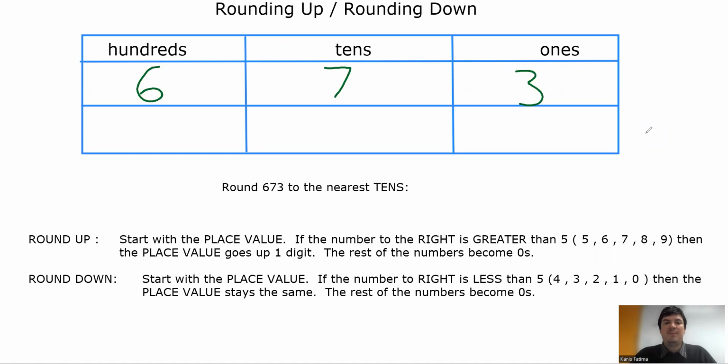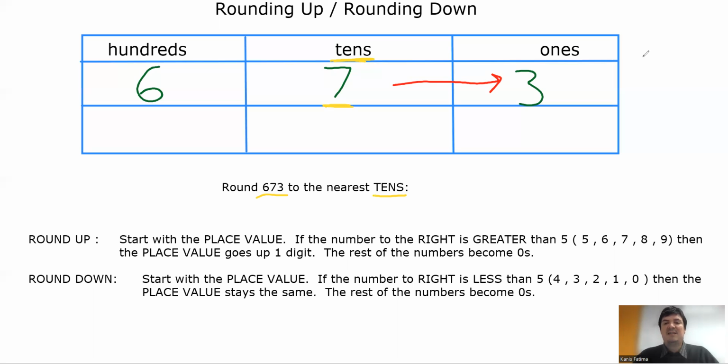So looking at our example, round 673 to the nearest tens. Our place value says tens, so we start in the tens spot. The number in our tens spot is the digit 7. So we look to the right of the place value at the ones. The digit in the 1 spot is a 3.